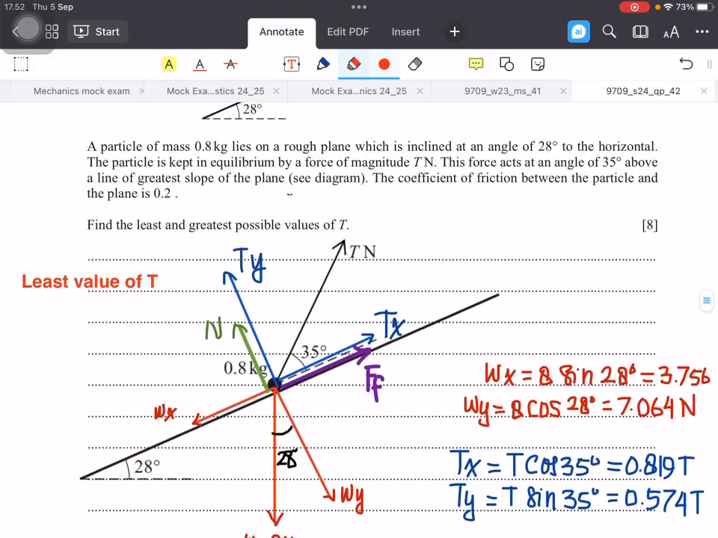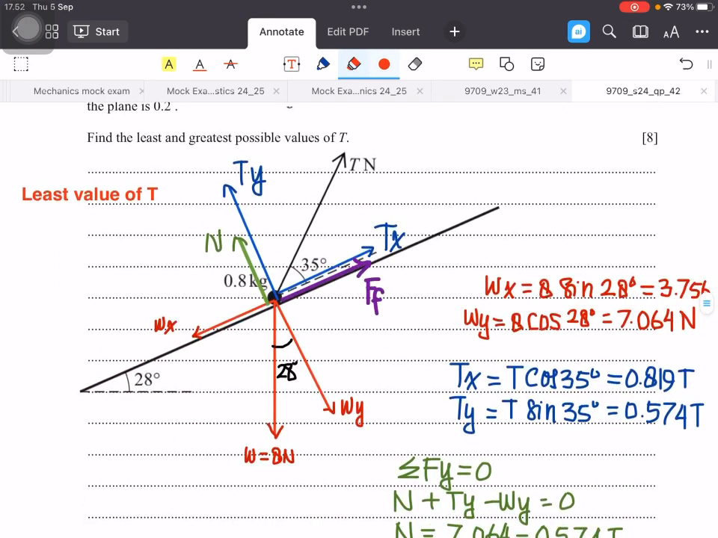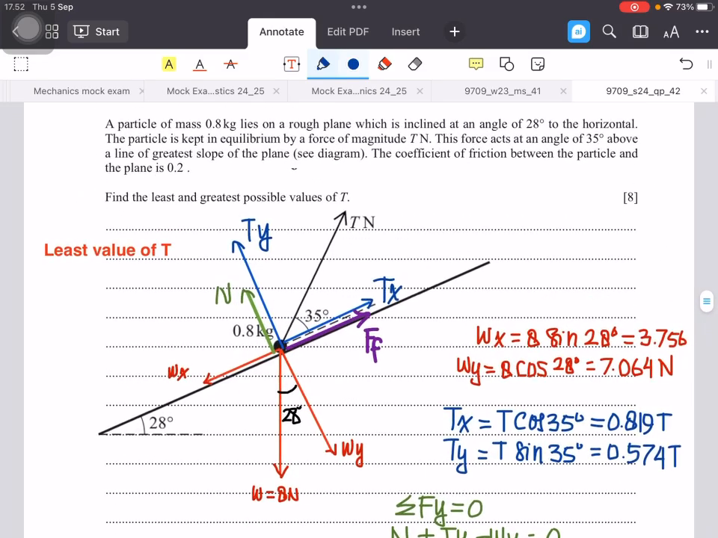So now we complete the diagram. The weight of the particle is 8 newtons since the mass is 0.8 kilogram. And then this weight can be split into Wx, 8 sine 28 degrees, which is equal to 3.756 Newton. And Wy, perpendicular to the plane, Wy is 8 cos 28 degrees, which is equal to 7.0464 Newton.